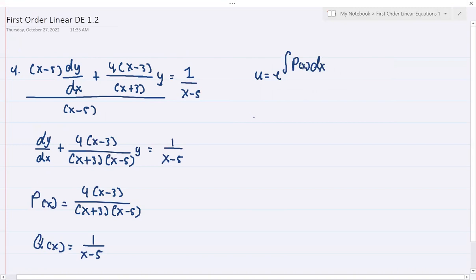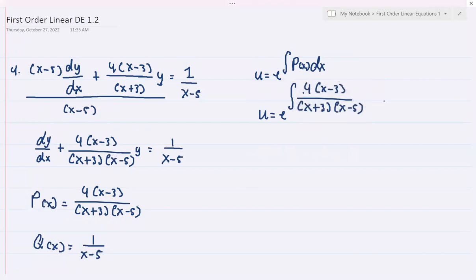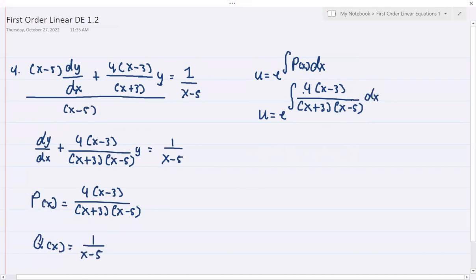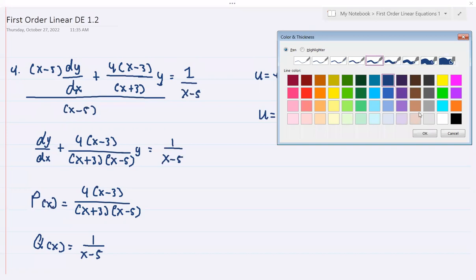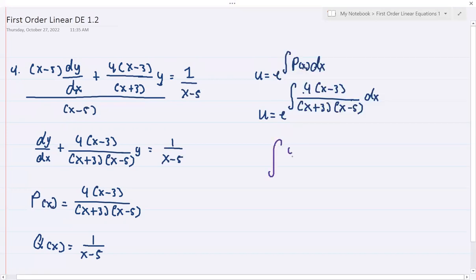So remember, since your p of x is this one, we will have u is equal to e raised to this one, 4 times quantity x minus 3 all over quantity x plus 3 times quantity x minus 5. That's it. So, how can you integrate this one? You can integrate this one by applying partial fractions. So let's focus on this part because this one is actually interesting. So let's get first the integral of this one.